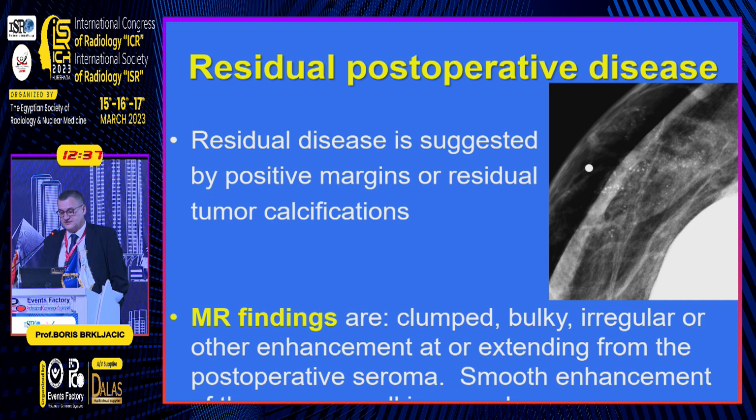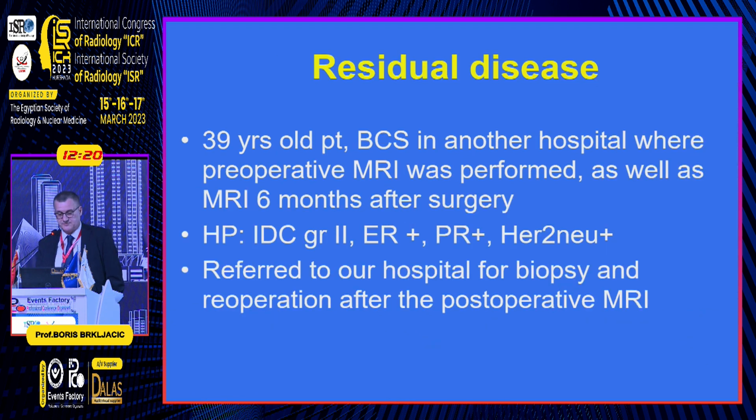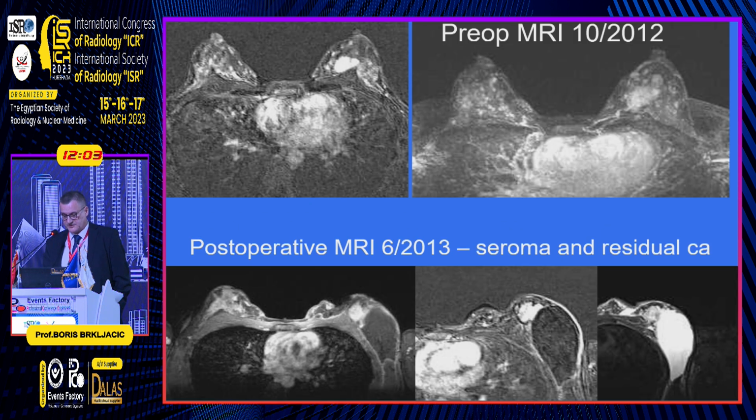And we know that regarding residual postoperative disease, if we have positive margins or residual tumor calcifications, we should proceed to MRI and look for clumped, bulky, irregular, or other enhancement extending from the postoperative seroma. Let's see some examples. This is a young woman who had breast-conserving surgery in another hospital. She had preoperative MRI there, and then MRI 6 months after surgery. This was grade 2 invasive ductal cancer, HER positive, and then she was referred to our hospital after postoperative MRI. This was the preoperative MRI with a large enhancing cancer in the left breast.